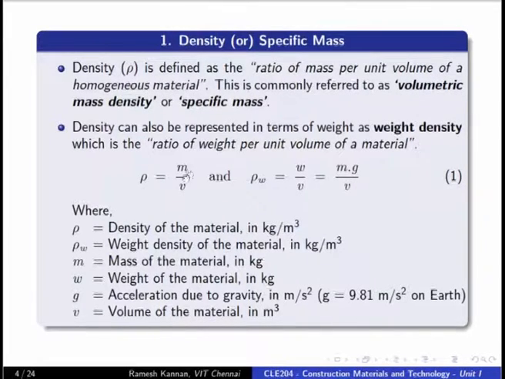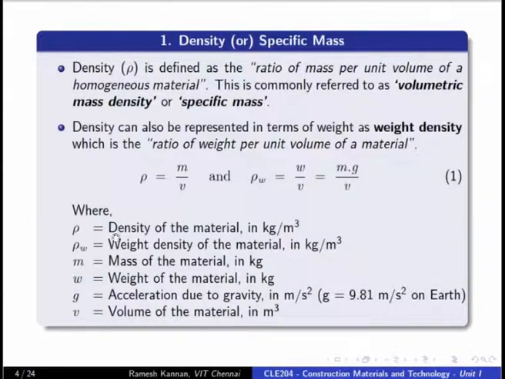Mathematically, density can be written as m over V, where m is the mass of the material in kilograms and V is the volume of the material in cubic meters. There is another type of density known as weight density, which is the ratio of weight per unit volume of a material. Weight can be expressed as mass times acceleration due to gravity. When you substitute m over V with rho, weight density is equal to rho times g. g is acceleration due to gravity, expressed in meters per second squared. Generally, g is 9.81 meters per second squared on Earth.